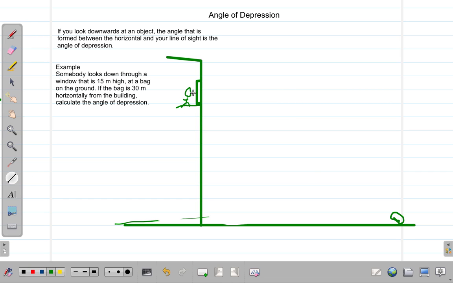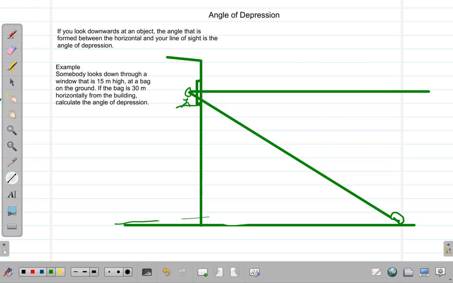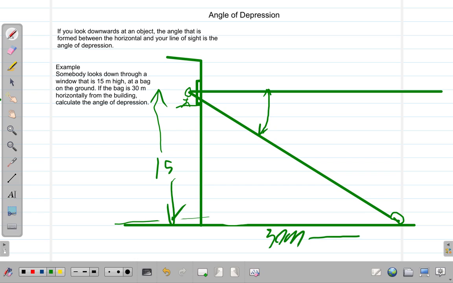And you are looking at the bag. So your line of sight would be a straight line between your eyes and the bag, while the horizontal, of course, would be this. The angle of depression, which you should calculate, is this angle, all right? So that's the angle of depression. Now, the window is 15 meters high, so it's 15 meters going up, and the bag is 30 meters away from the building. I want you to pause the video and calculate the angle of depression, so do so now.